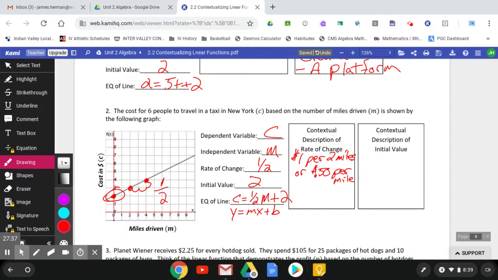Absolutely. What's my initial value? How much it is just to jump in the taxi, they take me here. It's going to cost me $2, $2 just to use the taxi.